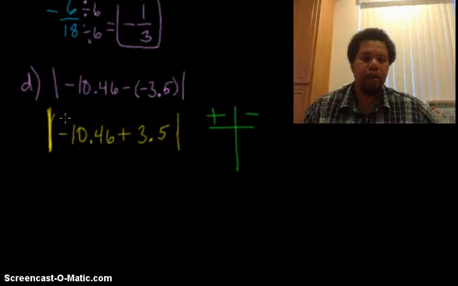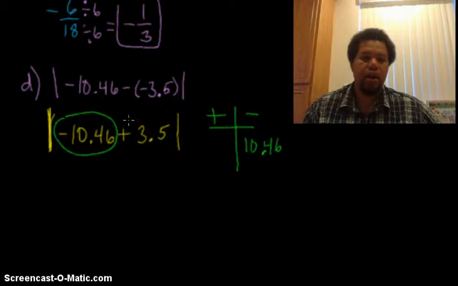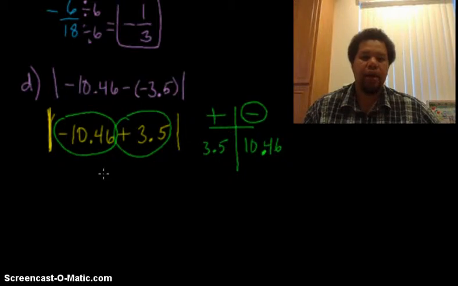and I have a negative 10.46, so that's over here on the negative side, and I have a positive 3.5, so that's on the positive side, and I know that the negatives have a bigger number, so my answer is going to be negative. They're on different sides, so I go ahead and subtract those from each other.